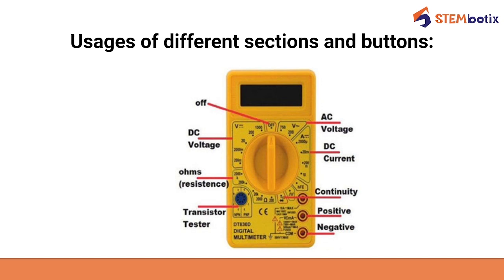Now usages of different sections and buttons, how to use each and every section and button. This section particularly is used when you want to turn off your digital multimeter. This area is for AC voltage. This area is for DC current measurement. This area is to check the continuity. This area stands for ohms, means to measure resistance, and this area is to measure DC voltage. Whenever you want to test your transistors, you can use this area. And this is your positive terminal and this is your negative terminal.